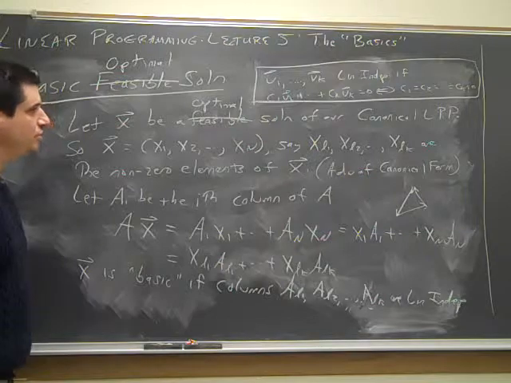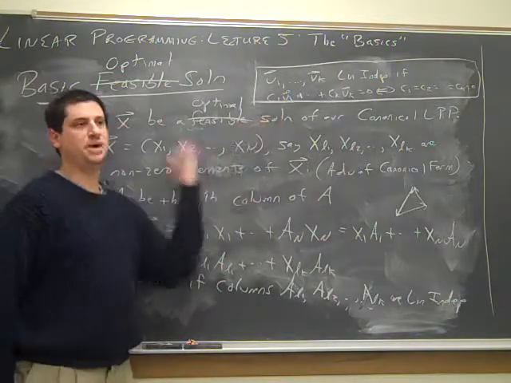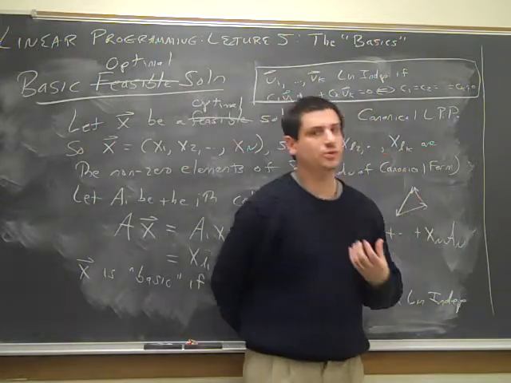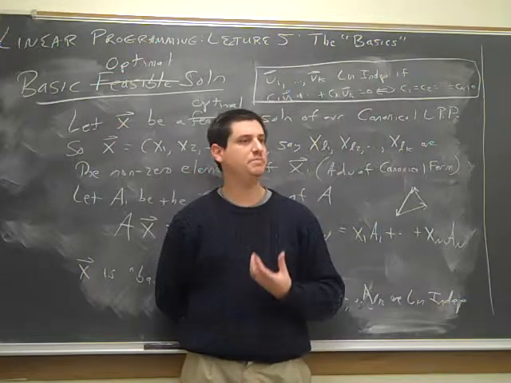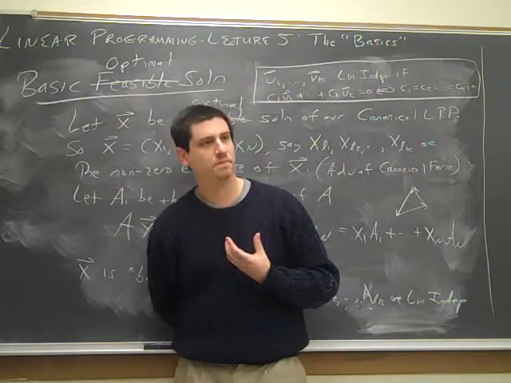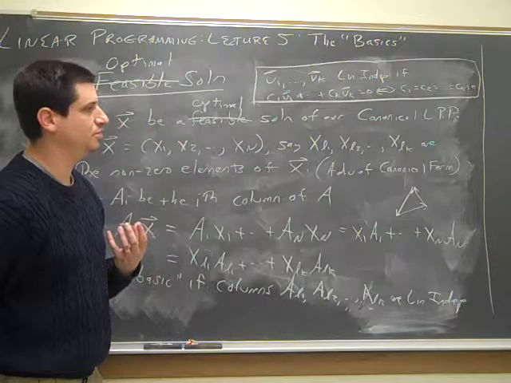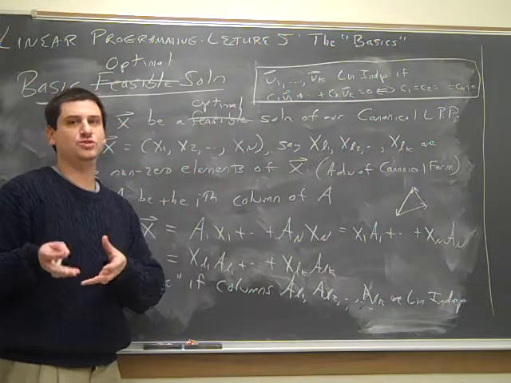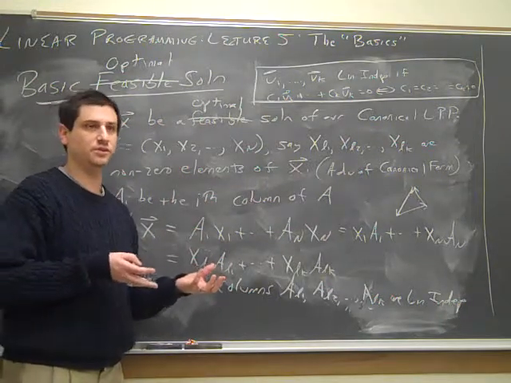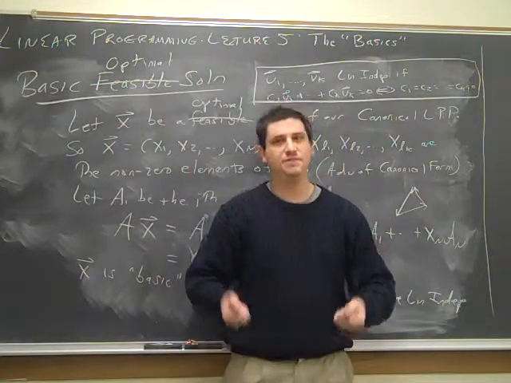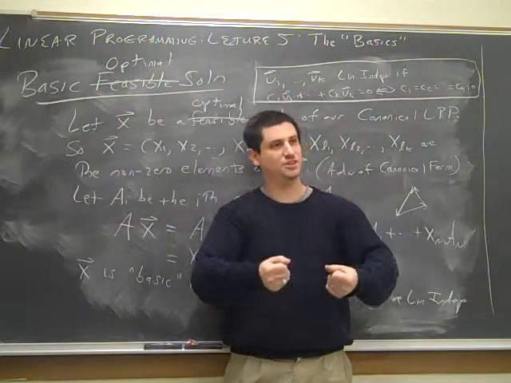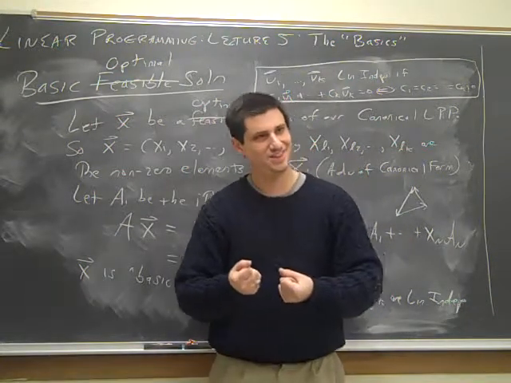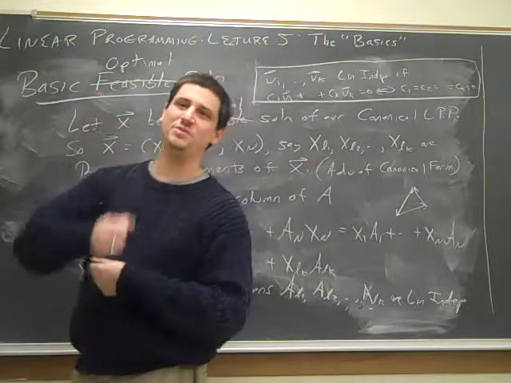Okay, so the question is, why do we care about basic feasible solutions? Why do we care about basic optimal solutions? It turns out, and we'll see this next time, that there are only finitely many basic feasible solutions. That's useful. Any optimal solution has to be feasible. And we're going to show the following. If there's a feasible solution, there's a basic feasible solution. If there's an optimal solution, there's a basic optimal solution. And a basic optimal solution will also have to be a basic feasible solution.